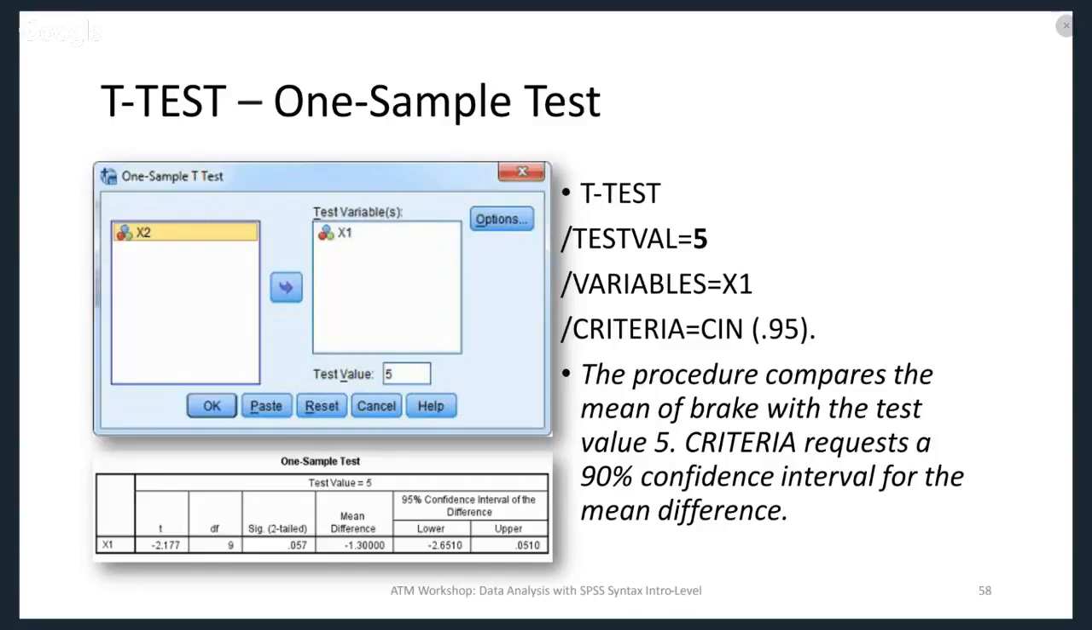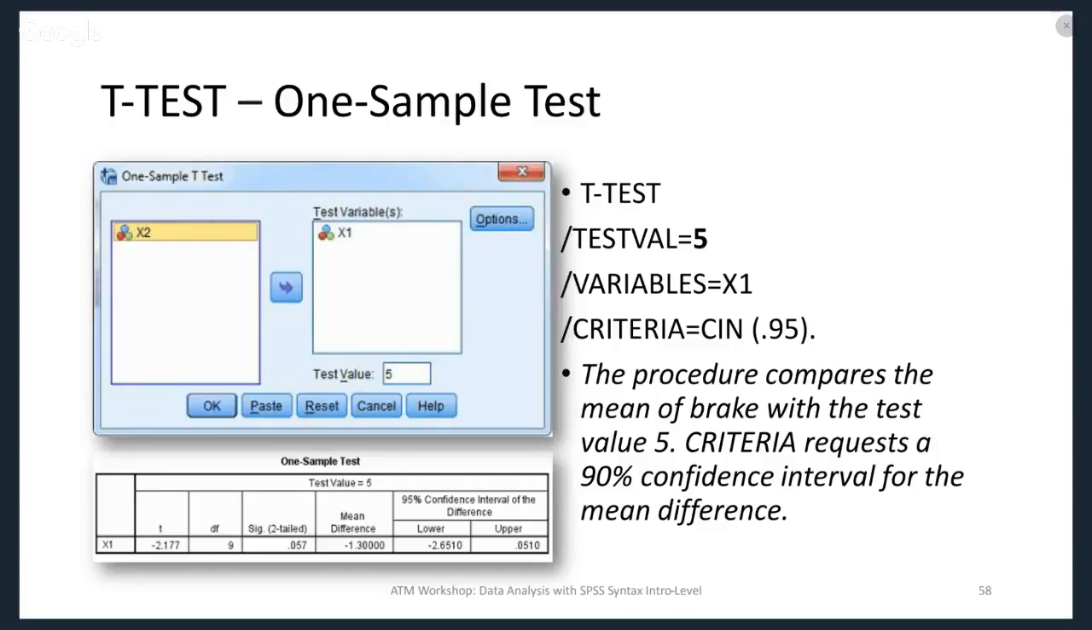And then this process is comparing whether this x bar, what do I mean by x bar? The average of x1 is statistically significantly different from 5, which is the hypothesized value. So the hypothesized value can be specified in syntax as /TESTVAL=5, right? And variables as x1, and criteria as a 95 confidence interval.